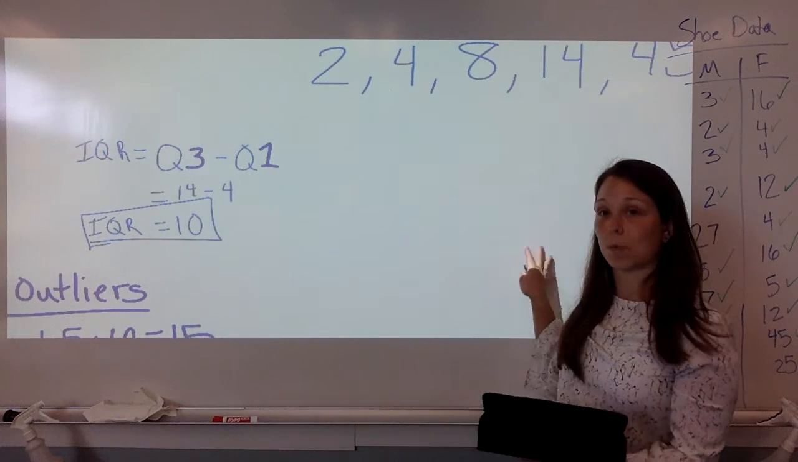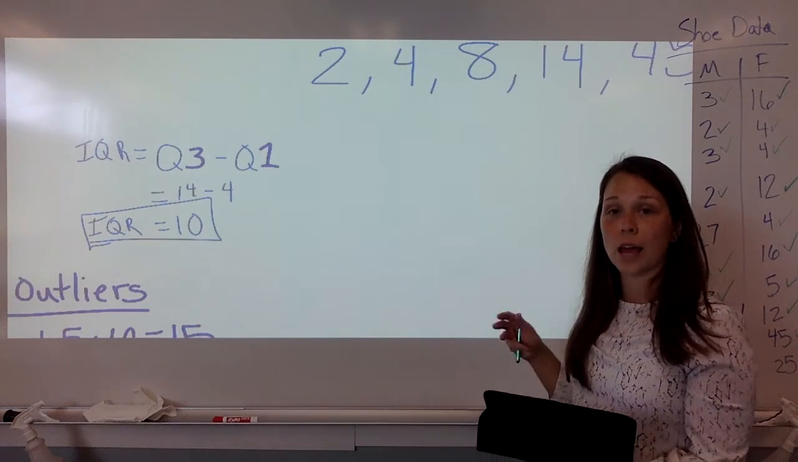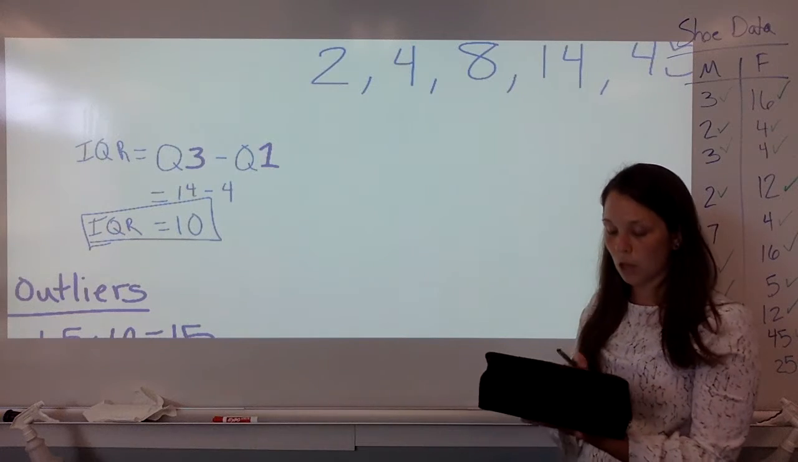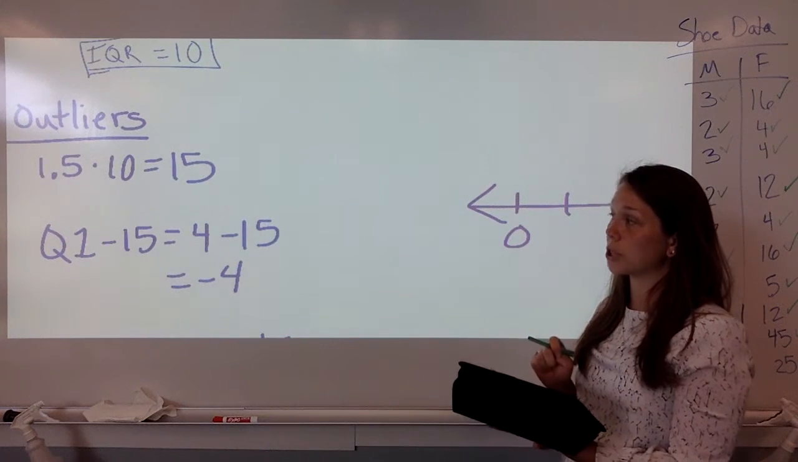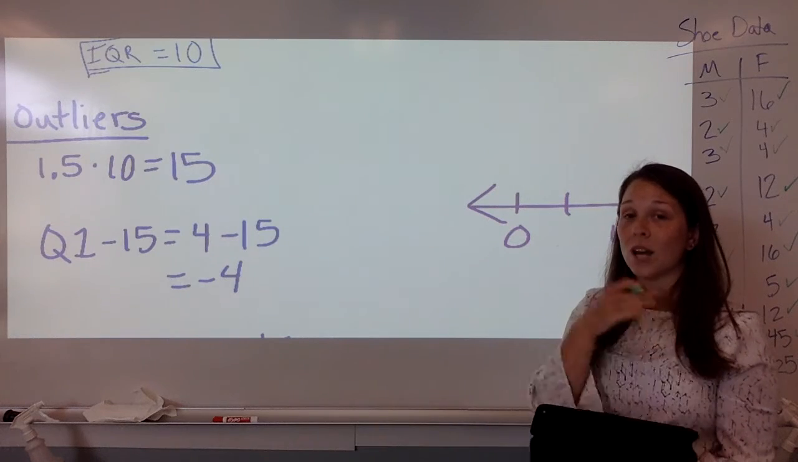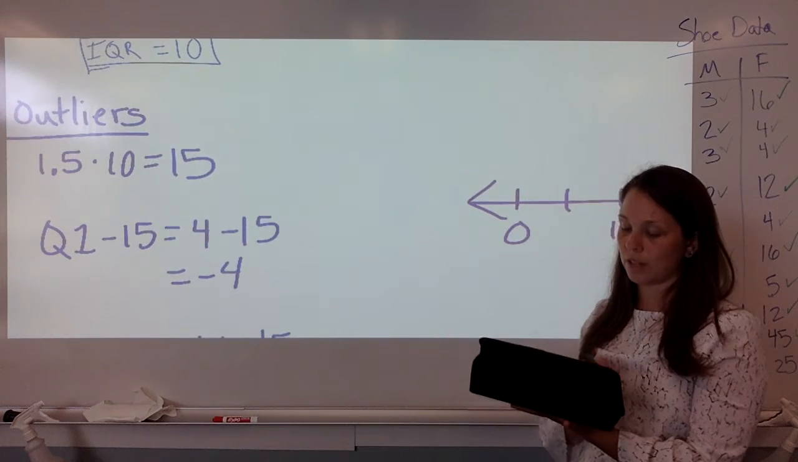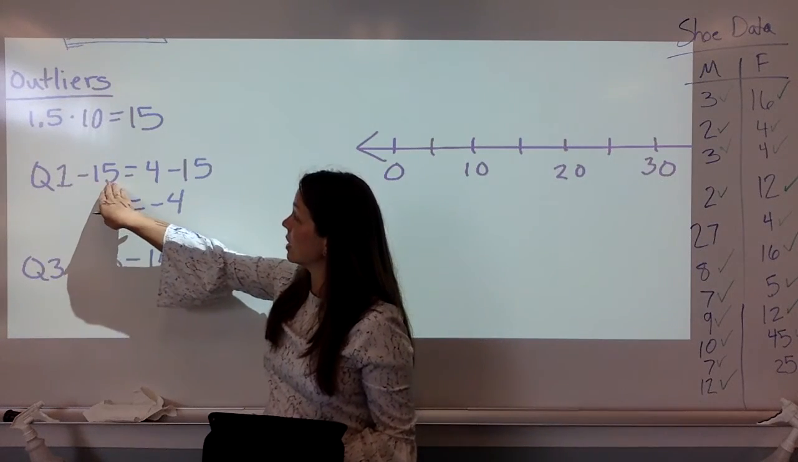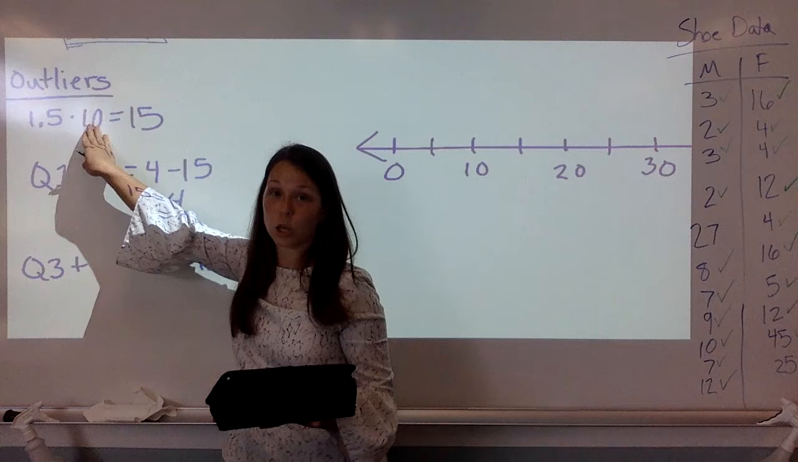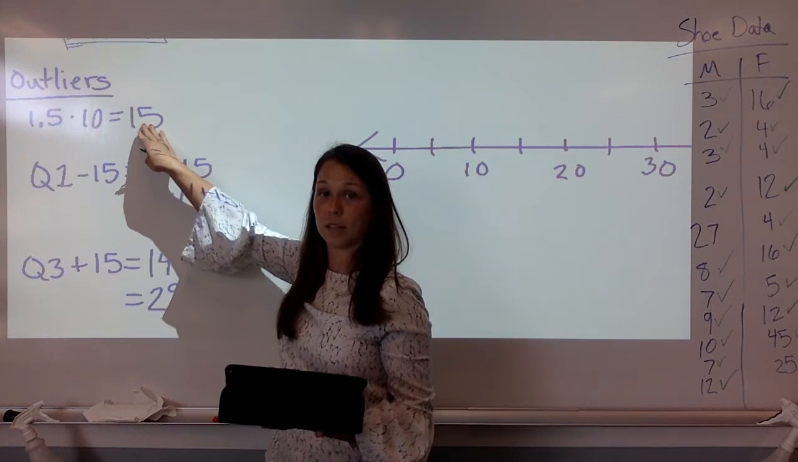I've not drawn the box plot yet because I want to show you how to calculate outliers first. So for outliers, we use 1.5 times your interquartile range. You subtract that from Q1 and add it to Q3, which is what I've done here. Notice when I do Q1 minus 15, because I have 1.5 times my IQR, which is 10, that's where I'm getting the 15 from.